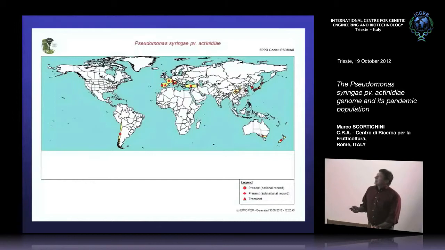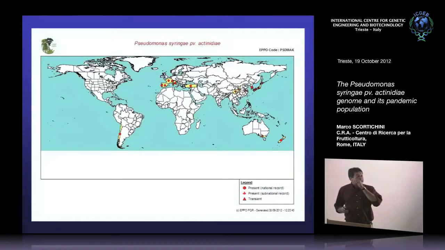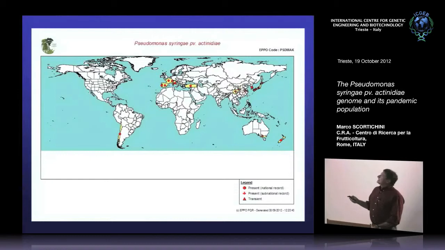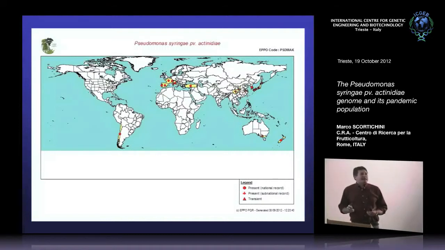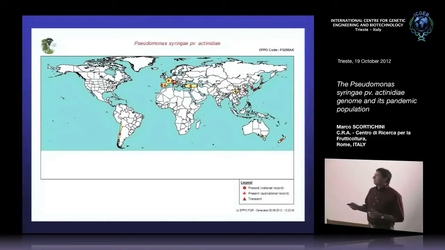This is the current distribution in the world. You see that the largest kiwi fruit production areas, like Italy and New Zealand, are affected by this pathogen, but also Chile and other important countries like France, Spain, Portugal, and recently Turkey. And of course, China, which, by the way, is the country of origin of kiwi fruit. Actinidia species originate from China and South Korea. So it is pandemic because you don't find any other important area of kiwi fruit cultivation in the world. This pathogen in a few years reached all the main growing areas of kiwi fruit.